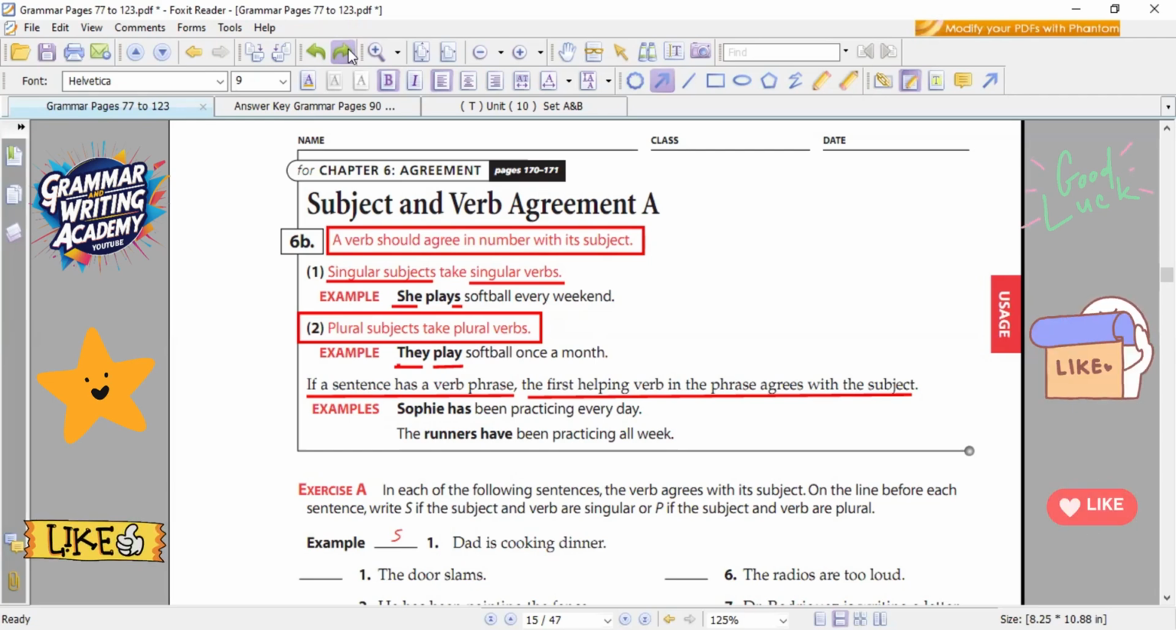Yahya, read the example for me, please. Sophie has been practicing every day. Okay. I have here a verb phrase, "has been practicing." "Practicing," by the way, is the main verb, but "has been" is the helping verb. The subject, Sophie, which is a singular subject, has to be with a singular verb like "has."